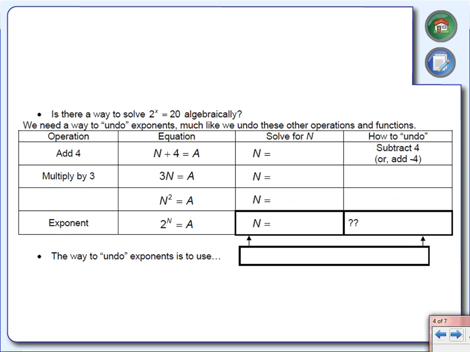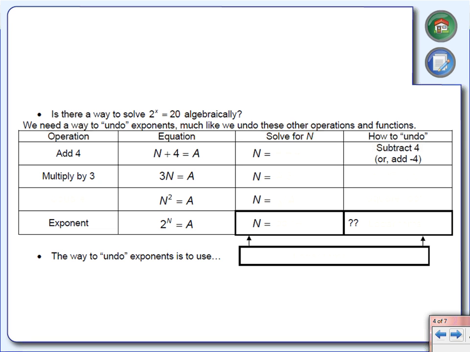Of course, with the knowledge that we have up to this point, we really don't know how to do that just yet. So I'm going to show you how we can do some things to solve this algebraically. But before we do that, let's go back and remind you of a couple of things here.